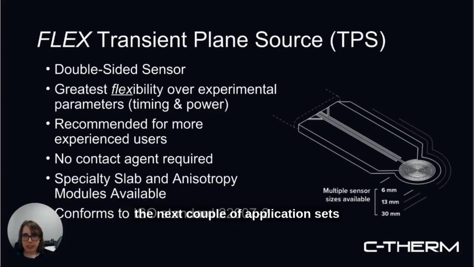So the next couple of application sets are using the Flex Transient Plane Source method. This is a double-sided bifilar spiral sensor, which you can see on the right-hand side of this plot. During a test, we heat that bifilar spiral sensor when it's sandwiched in between two pieces of sample and monitor the temperature of the sensor spiral as a function of time. And the behavior of the temperature response as a function of time is what lets us determine the thermal properties of the material.